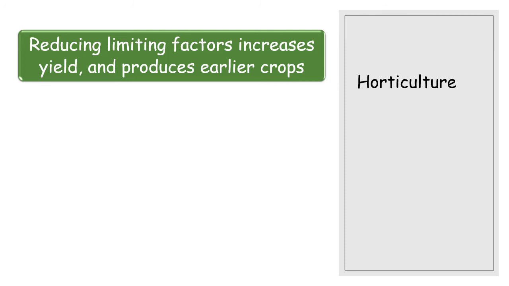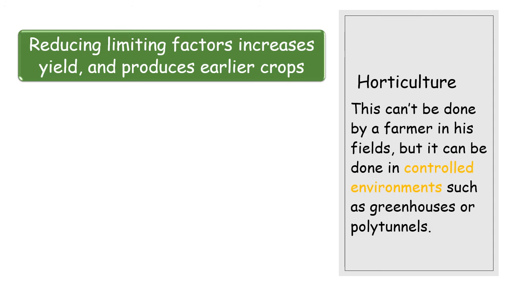If we are able to reduce those limiting factors of photosynthesis, we are then able to increase our yield and produce earlier crops. That's fantastic if we're putting photosynthesis in the role of food provider for us, putting food on our tables. Managing those limiting factors will have an impact on how much food we get and when we can get it. We can't easily do that in a farm in a field, but if we have controlled environments, so polytunnels and greenhouses, you'll see more and more farms using polytunnels.